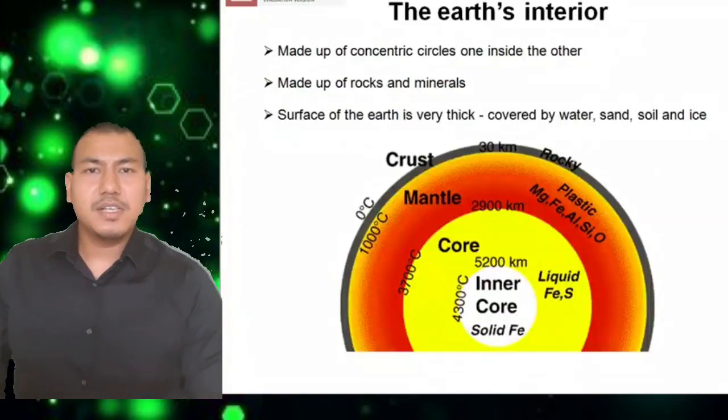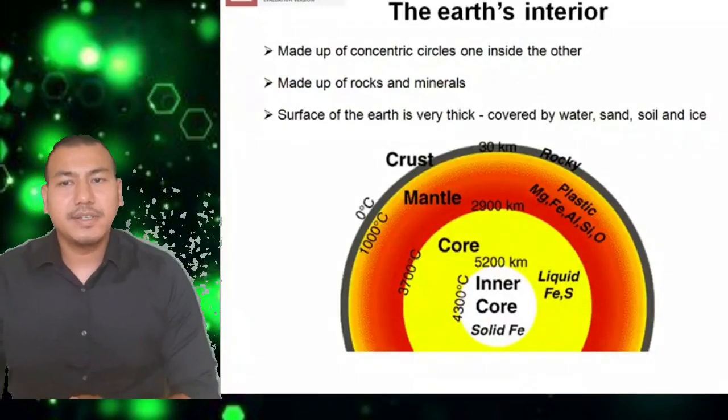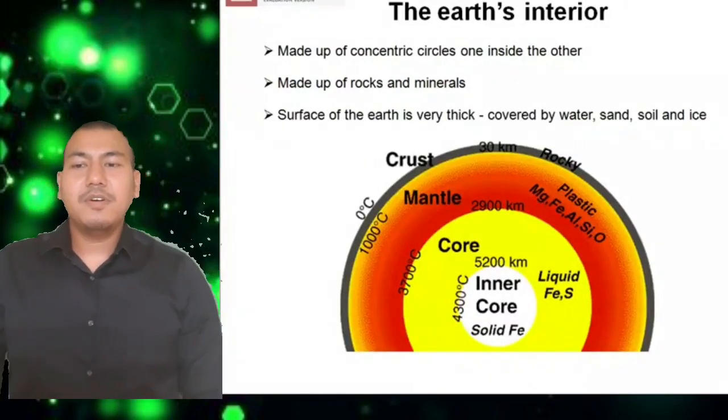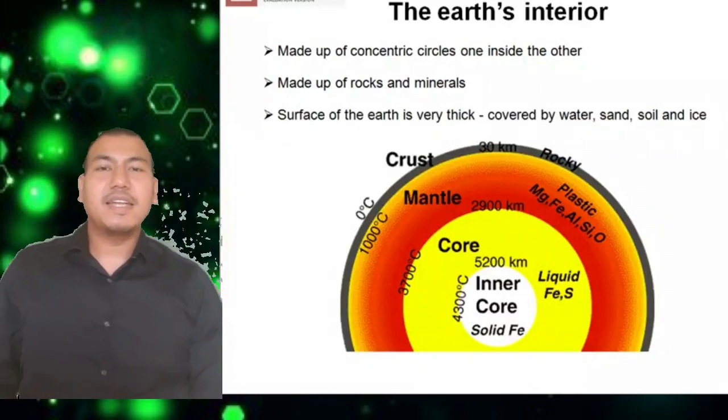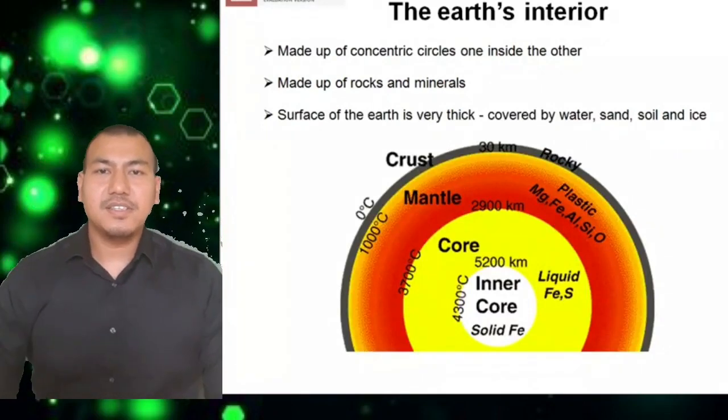Okay, moving towards the next slide, let's talk about the interior of our earth. It is made up of concentric circles, one inside the other. So it is like a concentric circle.